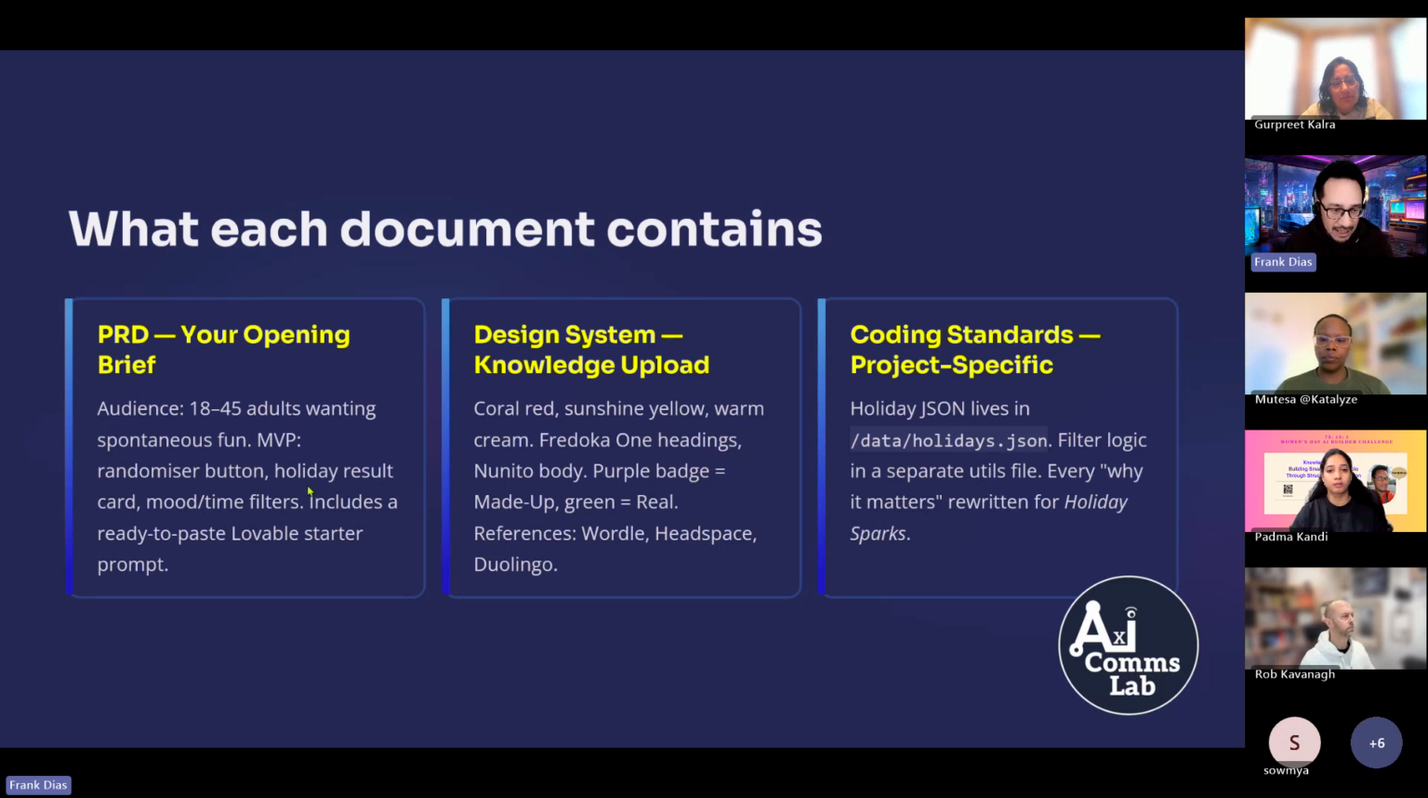So in this example, my PRD for my Holiday Sparks web app was talking about an audience I wanted to target. The MVP that I wanted it to create, MVP is minimal viable product, which effectively is my app that I'm looking at vibe coding with Lovable. So I want it to have a randomizer button, for example, holiday results card, etc. So all of that sits in your PRD. Design system, this is what then gets put into the knowledge upload. Now this is all to do with your colors, my headings, all the sort of boring bits around formatting. That sits in your design system file.